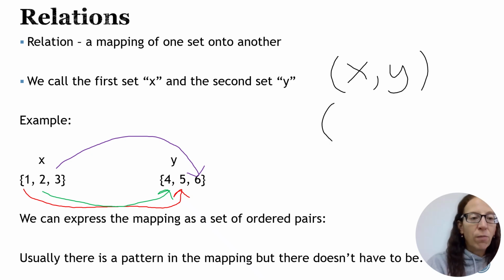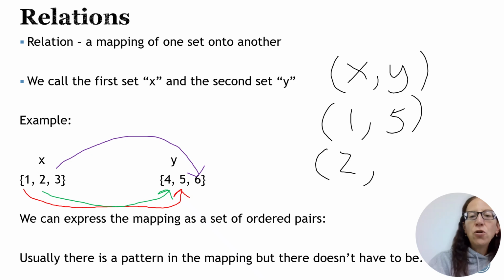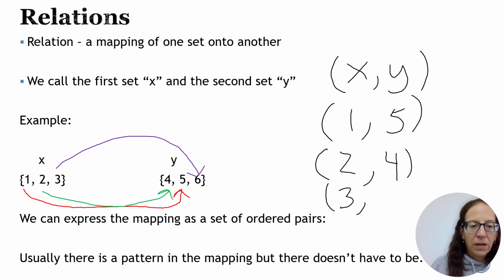So for the first one, X was equal to 1. You just follow the mapping. This is the red arrow. Follow the mapping, and the 1 maps to a 5. And so we've got the ordered pair 1, 5. The 2, we trace the 2, and it's mapping to the 4. And my 3 is mapping to the 6. And so you can express that as this set of ordered pairs.